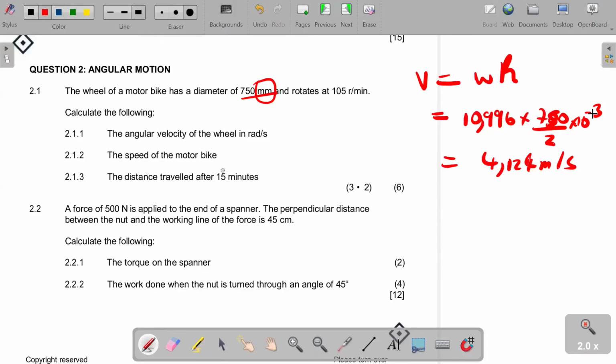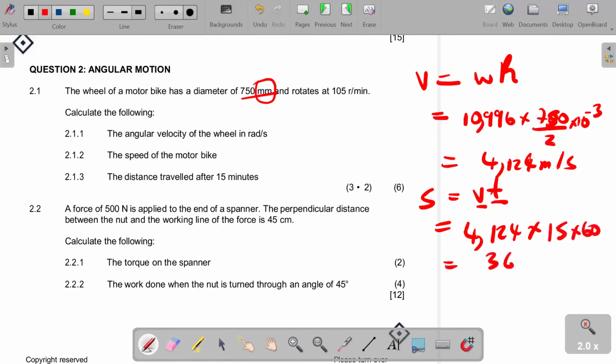Okay, 2.1.3, the distance traveled after 15 minutes. Distance is equal to velocity times time, but our time must be in seconds, while our velocity is in meters per second. So we have the velocity 4.124 multiplied by the time, 15 minutes. So how do we change it to seconds? We multiply it also by 60. That gives us 3,600 meters. Our answer comes out in meters. Note that the time should be in seconds. It's very important to take note of that.